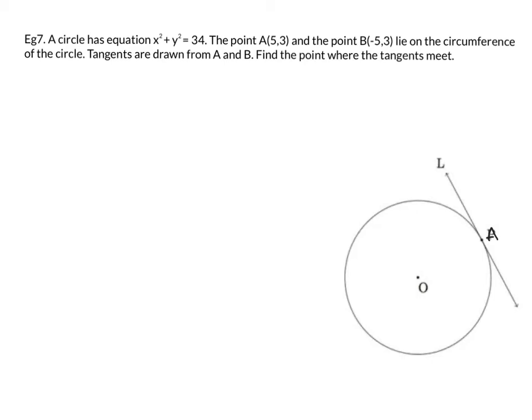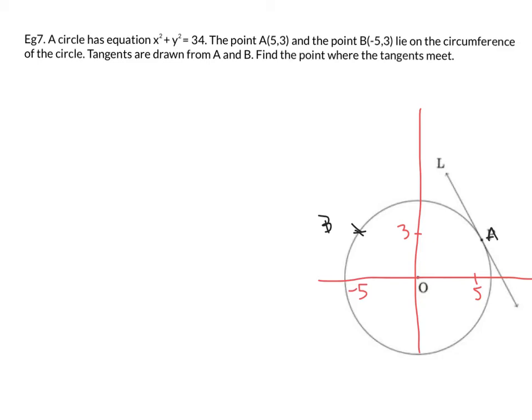And that's the point 5, 3. Maybe again, it would be useful to have an axis drawn in. 5 right and 3 up. And as well, B, minus 5, 3. So there's another point on the line B. And that's at -5, 3.